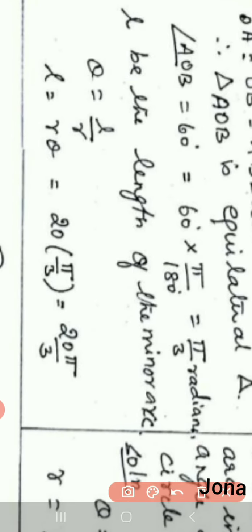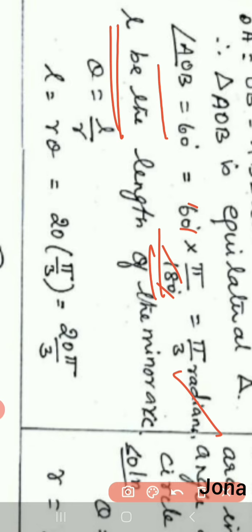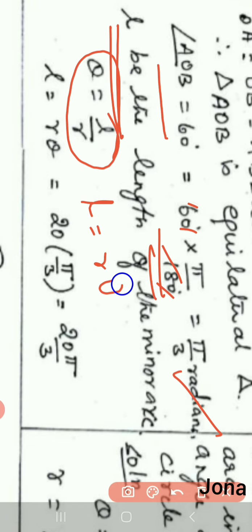Okay, so here that angle AOB is 60 degree. So I want to convert this angle into radians. So 60 into pi by 180 degree equal to, I can cancel here and here, so that it is pi by 3 radians. I want to find the length of the minor arc, isn't it? So L is the length of the minor arc. I have the formula theta equal to L by R. In the theoretical geometry we learnt already in 10th standard there. So theta equal to L by R, or else you can learn L equal to R theta.